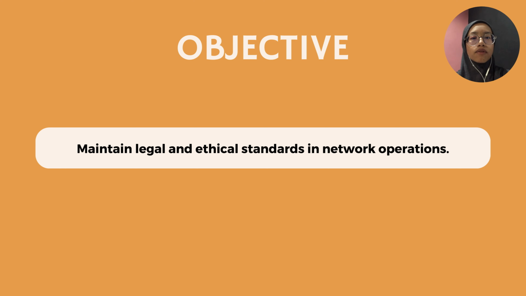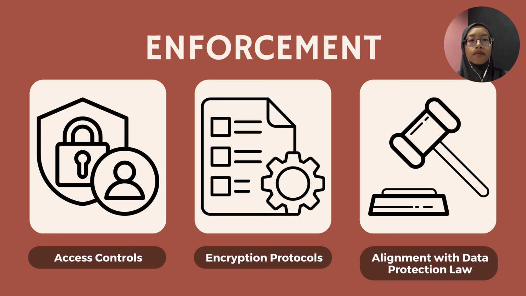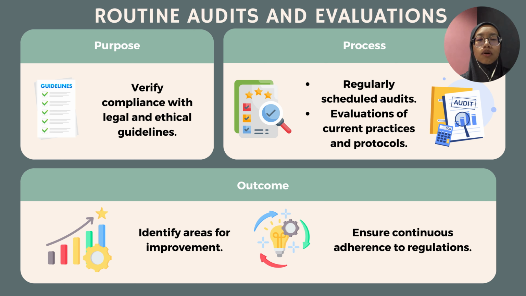Part 6 will focus on maintaining legal and ethical integrity within our network operations. We will enforce access controls and encryption protocols to safeguard confidential client information, guaranteeing alignment with data protection laws. Furthermore, we will carry out routine audits and evaluation to verify compliance with legal and ethical guidelines, pinpointing areas for enhancement and maintaining continuous adherence to regulations.